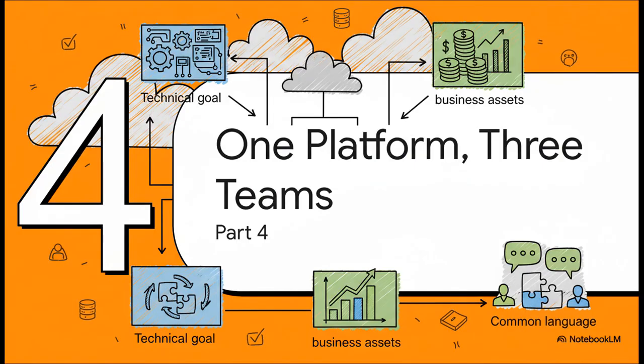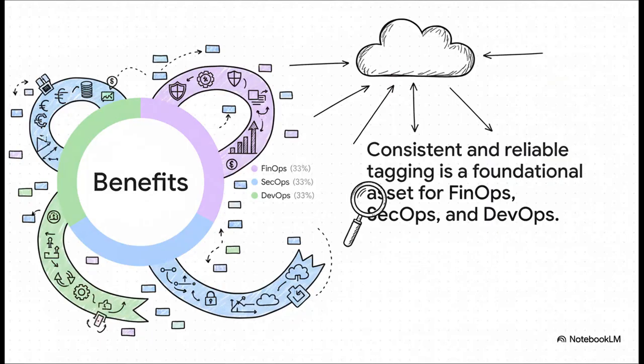A consistent tagging strategy isn't just a technical goal. It's a huge business asset, and it really serves as a common language for 3 of the most critical teams in your entire cloud operation. TagOps really becomes this unifying platform because FinOps, SecOps, and DevOps all depend on the exact same foundational metadata. When your tagging is consistent and reliable, every single one of these teams wins.